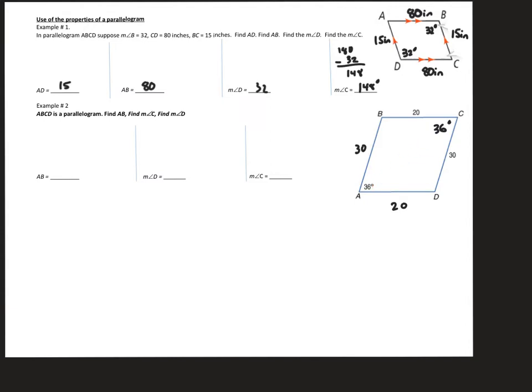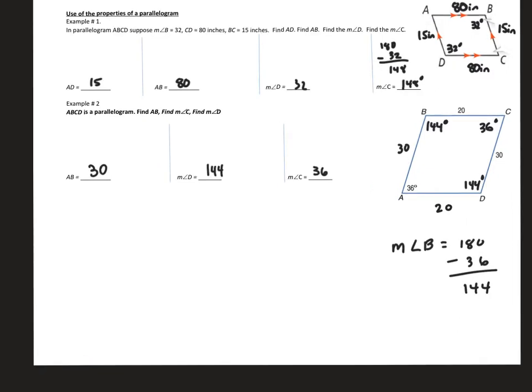I'm just going to go on and fill in the measure of angle B. So I know that the measure of angle B is equal to 180 minus 36. And when I do that, I get 144 degrees. And now that I know that angle B is 144, I know that angle D is also 144 degrees because opposite angles are congruent. So you should have the following in your notes: AB is 30, angle D is 144 degrees, and the measure of angle C is 36 degrees.